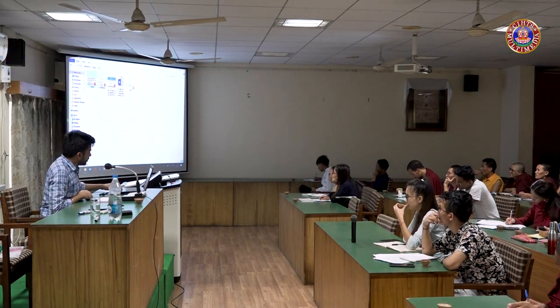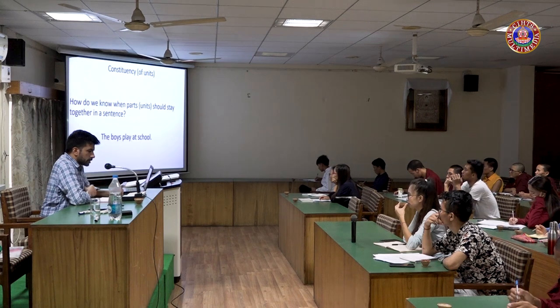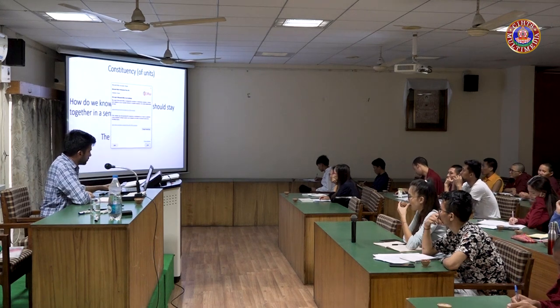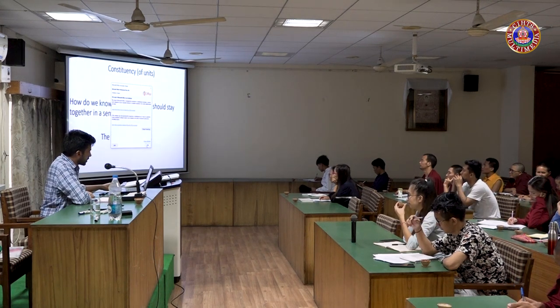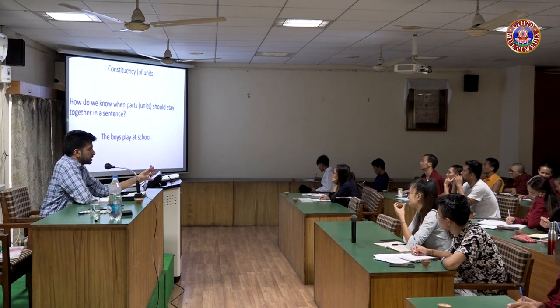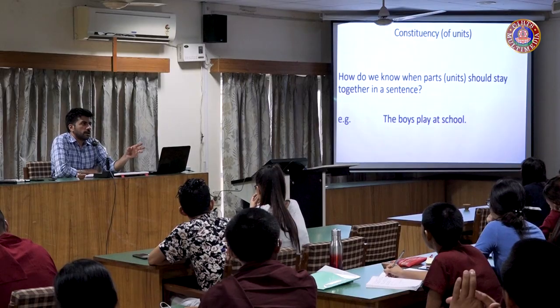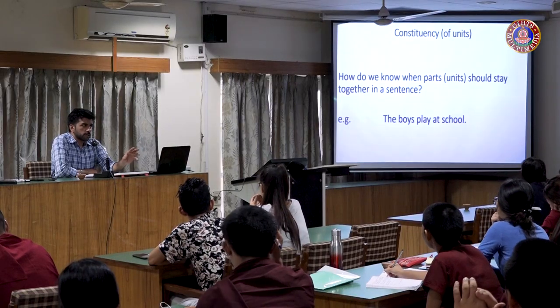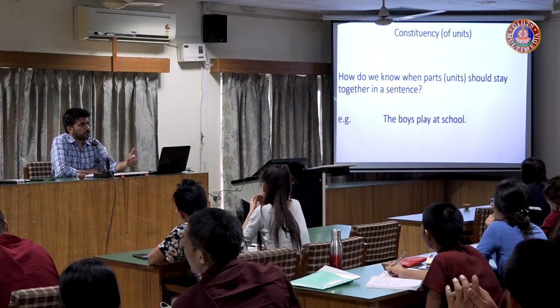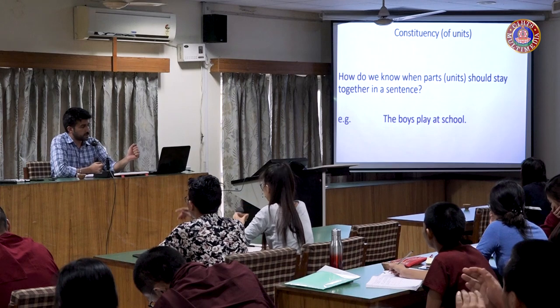I am going to talk about constituency. There is a concept in linguistics called constituency. Constituent, as I have just tried to mention, is a unit. We will take an example of a sentence and try to understand what is a constituent. By the way, any word cannot be a constituent. That's what we are trying to understand. How can a constituent be a valid unit, a valid constituent?